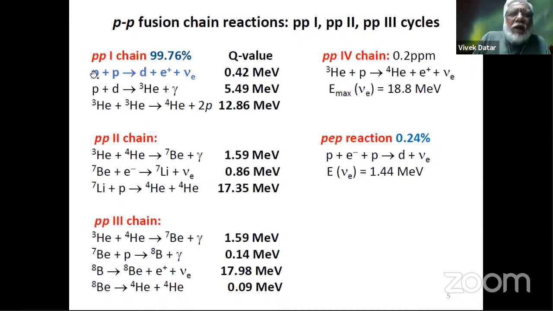But most importantly, I'd like to emphasize that this is a weak process. A weak process means that this reaction cross-section is extremely tiny. And were it not so tiny, were it, for instance, to go through some kind of electromagnetic process, then the sun would have died in a matter of days. Okay? The fact that it lives for billions of years and is expected to live for another quite a few billion years is due to the fact that there's the neutrino involved in this very first reaction.